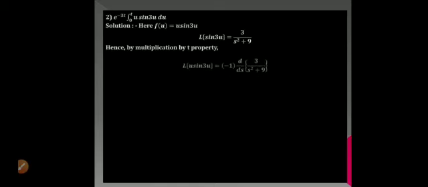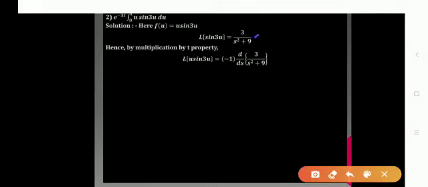f of u, that is the integrand, is u sine 3u. First find the Laplace transform of sine 3u using the standard result, a upon s square plus a square. Here a equals 3, so 3 upon s square plus 9. Now to get the Laplace transform of u sine 3u, you have to apply the multiplication by t property. So the Laplace transform of u sine 3u is equal to minus 1 raised to 1, as the power of u is 1 and the derivative should be of first order. So it is minus 1 d by ds of the Laplace transform result we have.